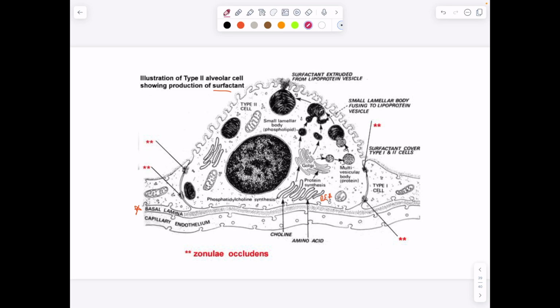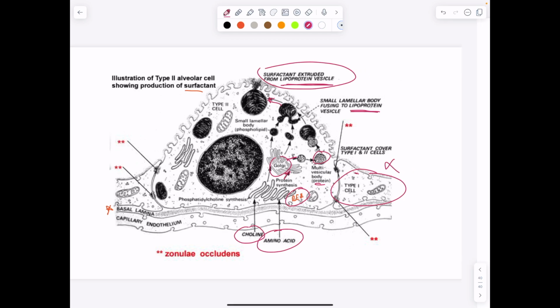All right, and here's our final picture. This is just a type 2 alveolar cell doing surfactant production. You can see we have choline, amino acid, the rough endoplasmic reticulum, protein synthesis going to the Golgi, producing vesicles full of protein. Then those fuse with lipoprotein vesicles, and that's going to be excreted onto the surface of the cell. And then we can see type 1 cells are also part of the epithelium of the alveolar sac.